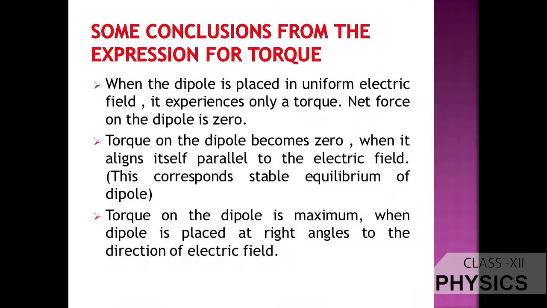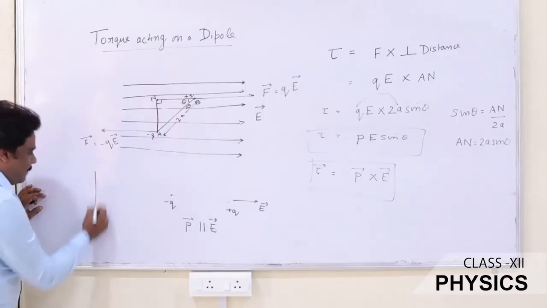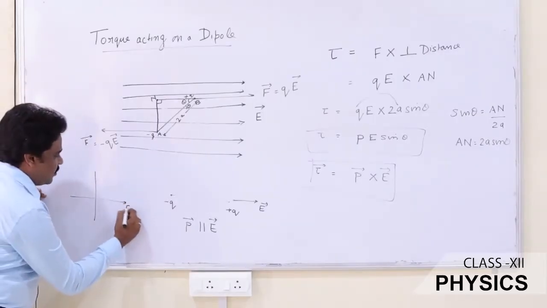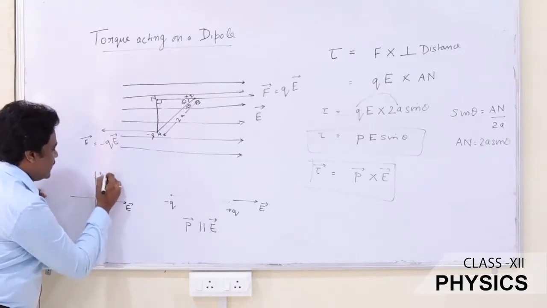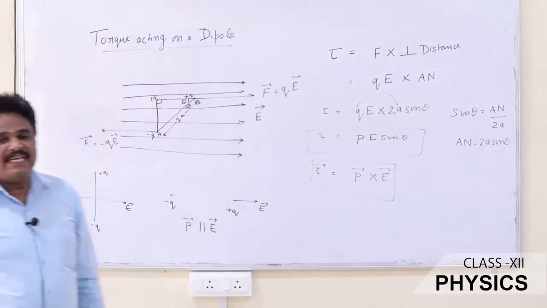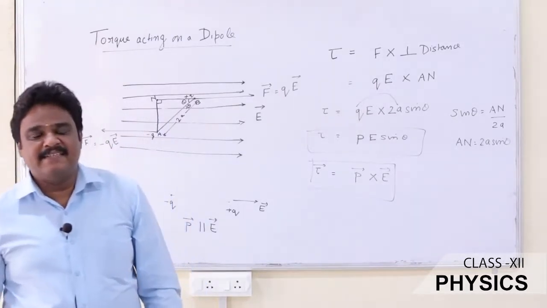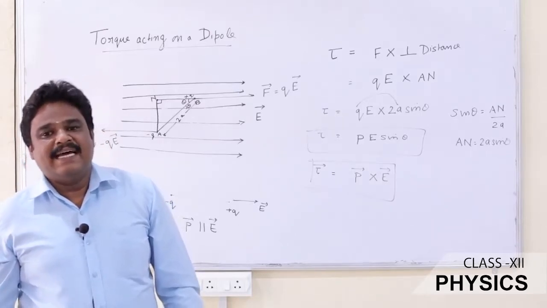Now, the next one: when will the dipole experience maximum torque? When the dipole is kept perpendicular, or at right angles, to the direction of the electric field, it experiences maximum torque. So these are some important conclusions related to the torque acting on a dipole.